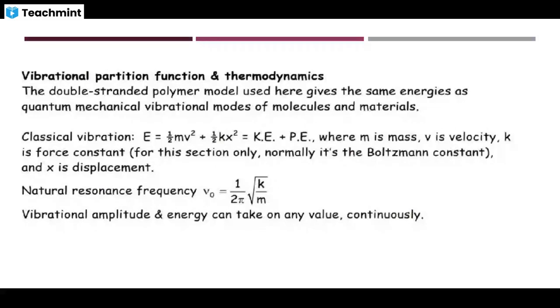Vibrational partition function and thermodynamics. The double stranded polymer model used here gives the same energy as quantum mechanical vibrational modes of molecules and materials. Classically, the vibrational energy E equals kinetic energy plus potential energy. Kinetic energy is half mv square, potential energy is half kx square. The k is the force constant, x is the displacement. Then the natural resonance frequency mu 0 equals 1 by 2 pi root k by m. Vibrational amplitude and energy can take any value continuously.